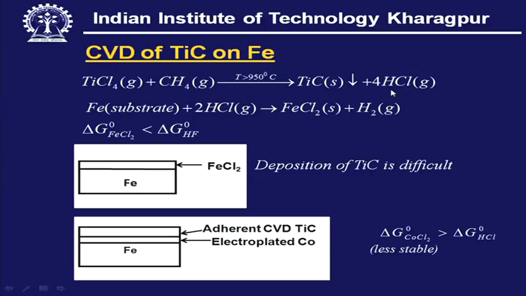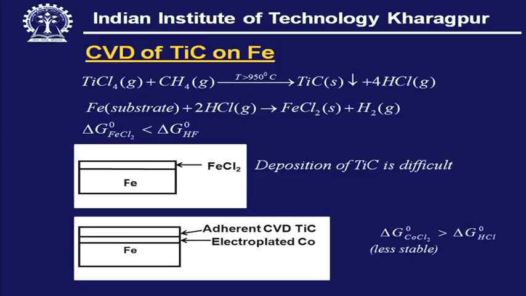HCl or the reaction product is more stable than that of the reaction product of the attack reaction. One thing we can say is that if we follow that reaction, the efficiency of the process falls drastically. But this is only for a small period of time, and once through this change of the parameter we can protect the substrate and get one layer of the top coating, then we can switch over to this particular surface and have this coating without any problem.